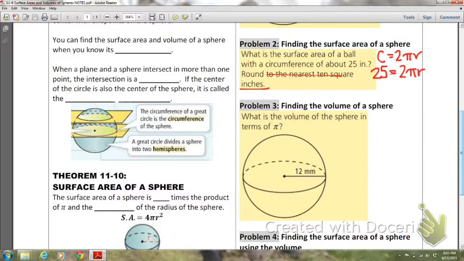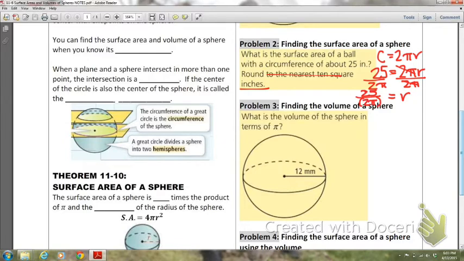So to do that, we're going to have to divide both sides by 2 pi, so that the 2 pi's cancel on the right side and you've solved for the radius. But just be careful when you put this in your calculator. Some calculators, you need to force the order of operations, and you'd put 25 over open parentheses 2 pi close parentheses.